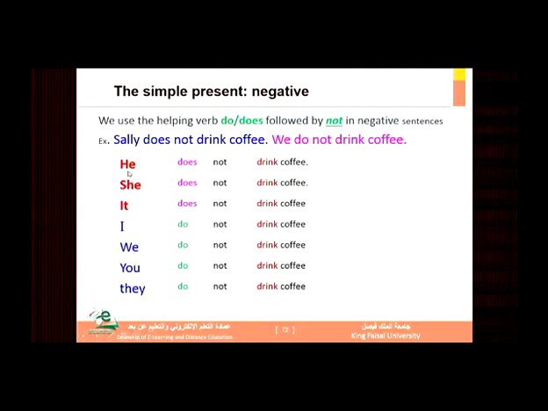Again, the same thing. When we have he, she, it, we use does followed by not, followed by the base form of the verb without anything attached to it. While with the rest of the pronouns, I, we, you, they, we use do not. Do followed by not. And again, you need to pay attention: the verb after do or does should always be in the base form. You cannot say drinks. You cannot say drank. It has always to be verb 1 in the base form.